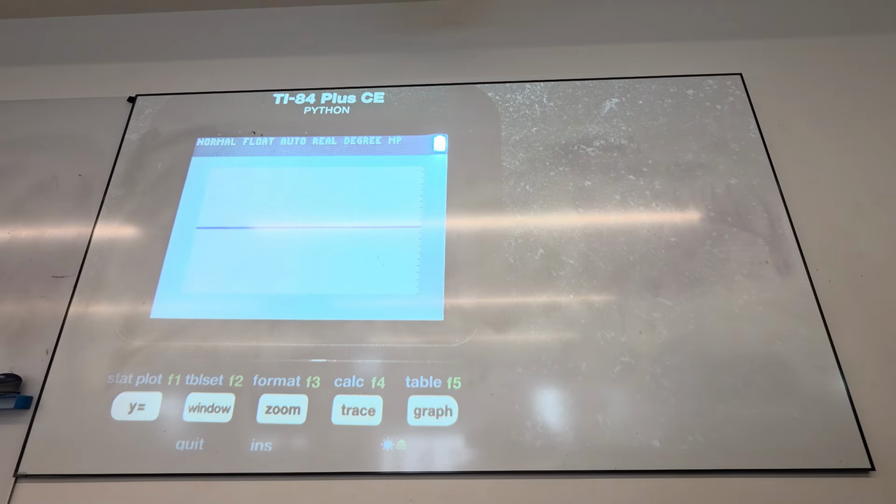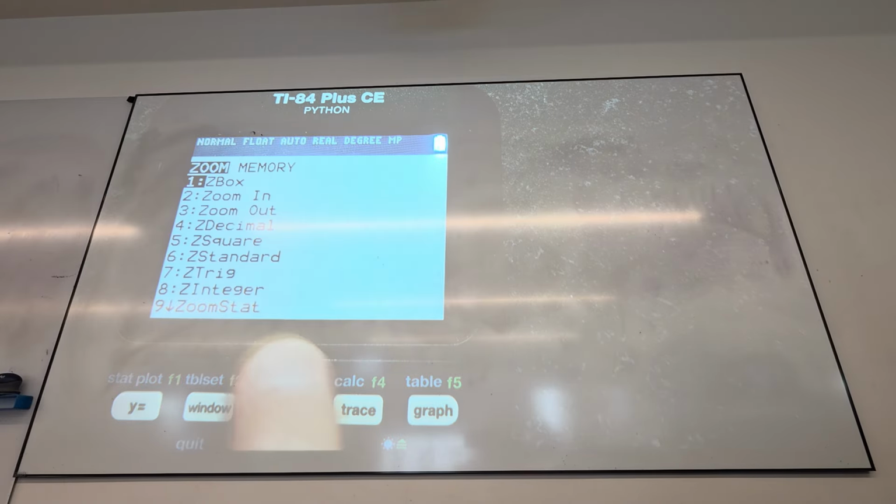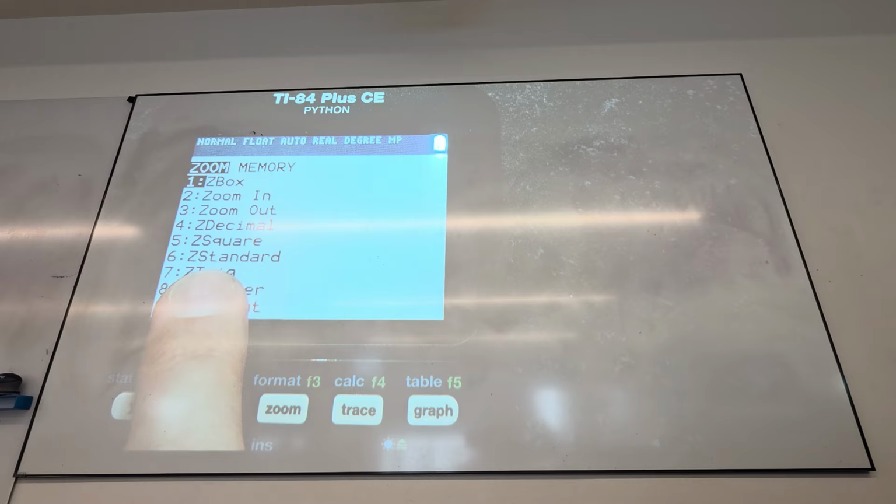If I hit Zoom 6, so Zoom, I can zoom in, I can zoom out, I can do all this other stuff. Zoombox is neat. It's kind of like CSI, enhance, enhance. So with Zoombox, you can just draw a box around a part and make it zoom in on that part.